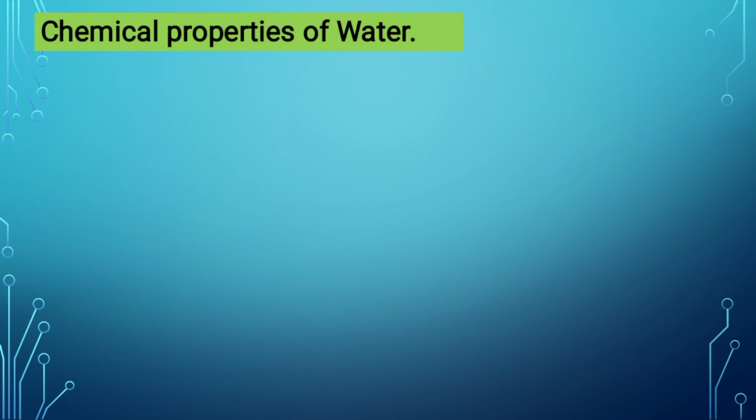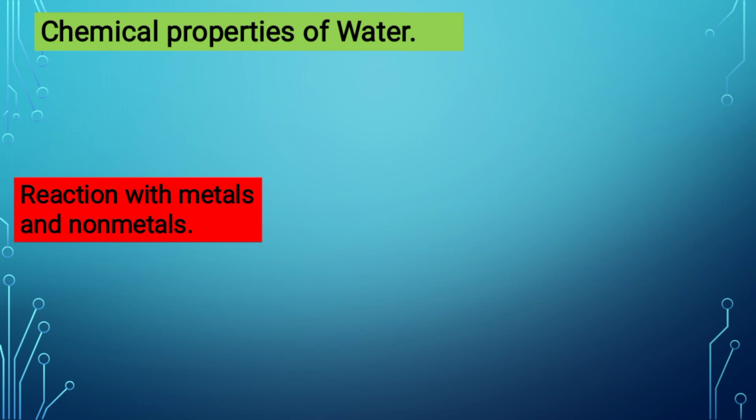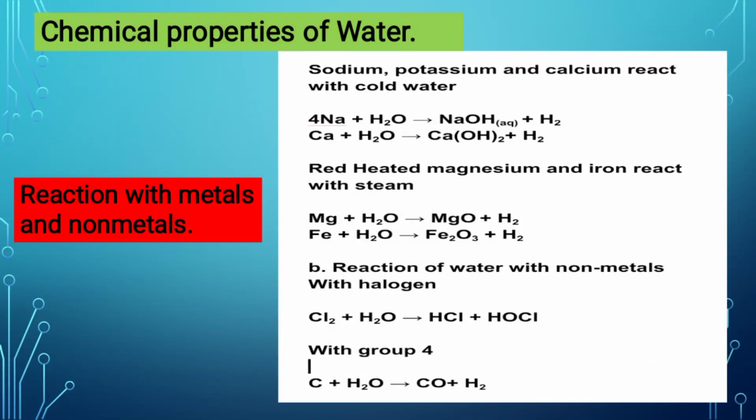Chemical properties of water. We have reaction with metals and non-metals. It means that water can react with metals in many ways. Sodium, potassium, and calcium can react with cold water. When they react with cold water, they form hydroxide and hydrogen is liberated. But for something like magnesium and iron, we need to heat them and pass steam through them.